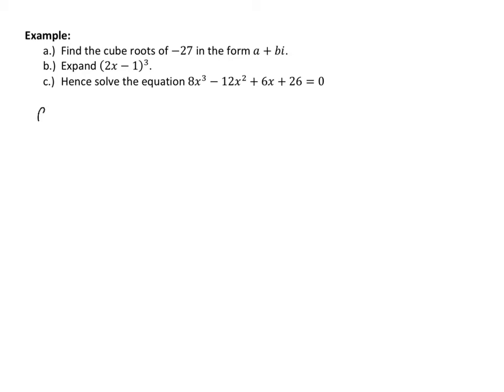So let's start out in part A by finding the cube roots of negative 27. So this would be z cubed equals negative 27.